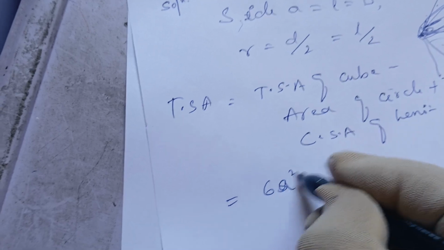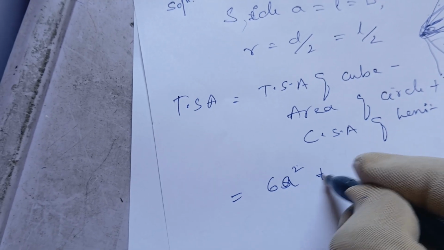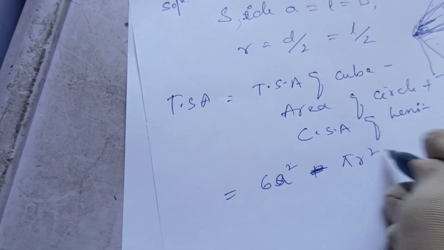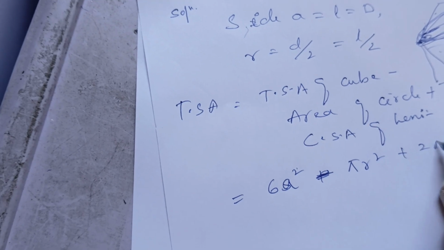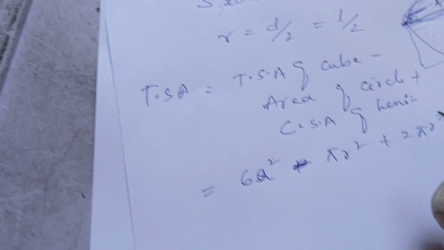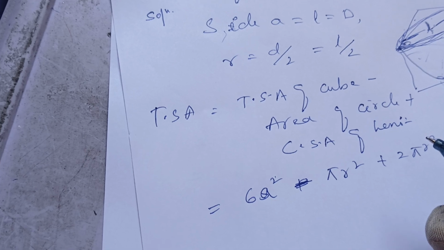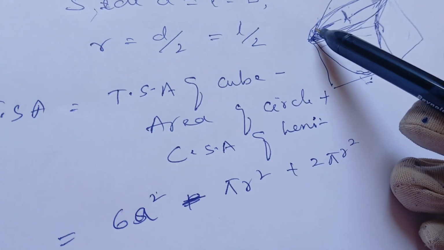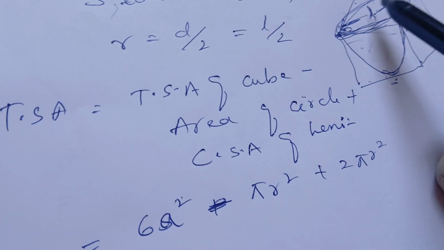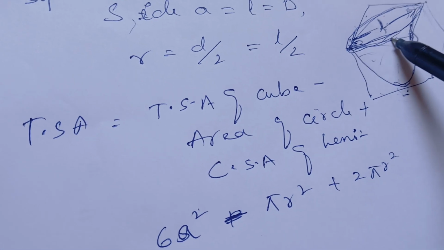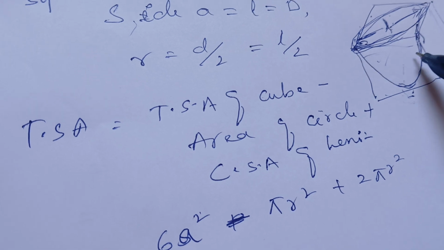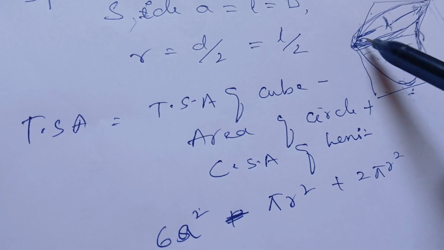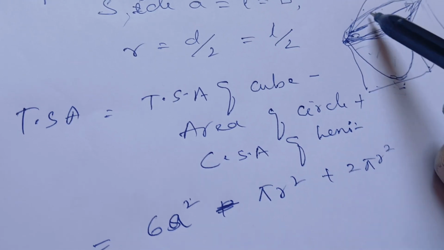Again, the same thing, we have to substitute the formulas: 6a square minus pi r square, the area of the circle, plus 2 pi r square, the curved surface area of the hemisphere. Here also, we have to subtract from the total area of a cube the area of the circle, the part we have removed.